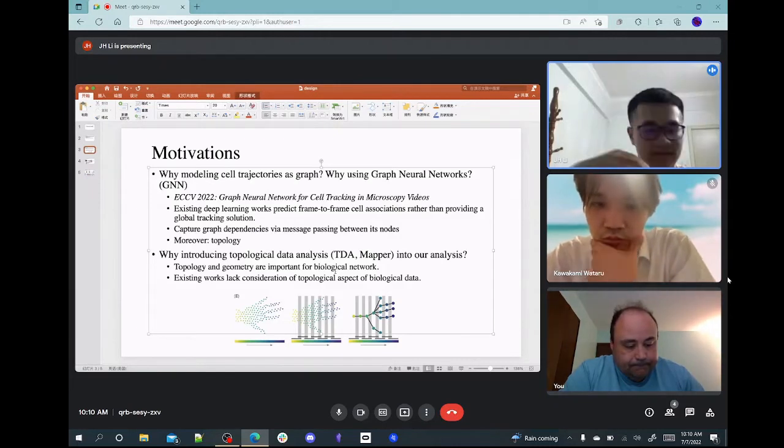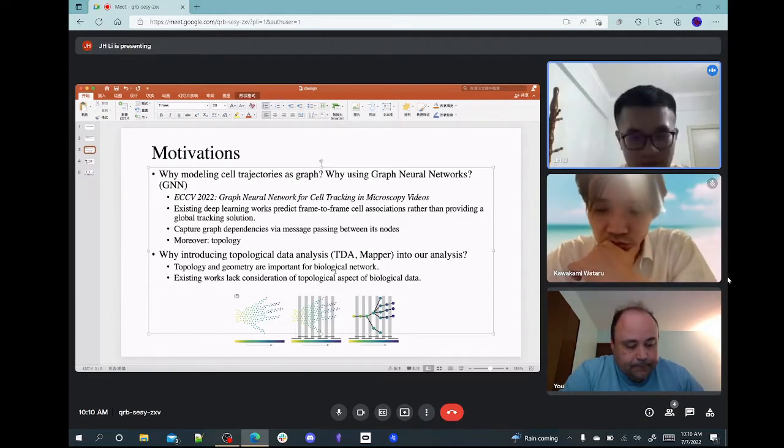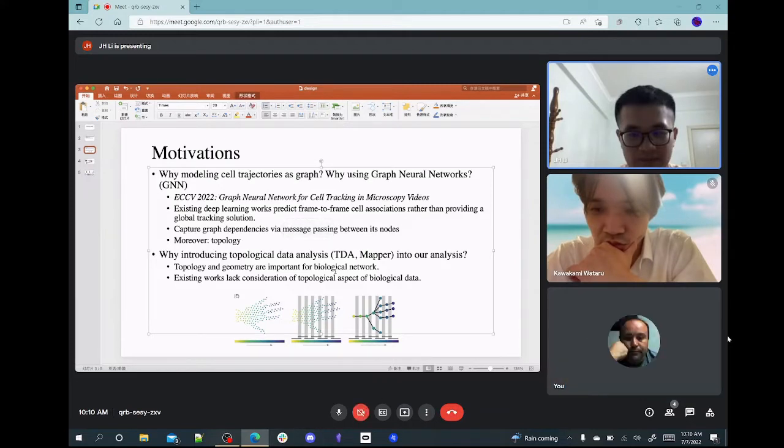In our research idea, I would like to introduce the mapper, the topological mapper, into our analysis, but we will not use persistent homology or a persistence diagram in our analysis. I will explain our reasons. So before diving into our idea, I would like to briefly introduce the idea of mapper.